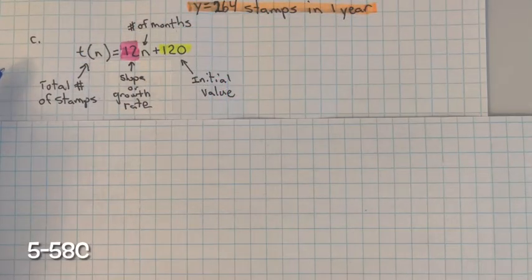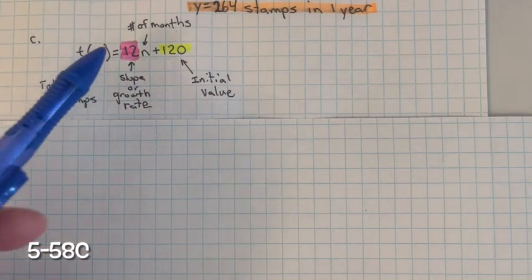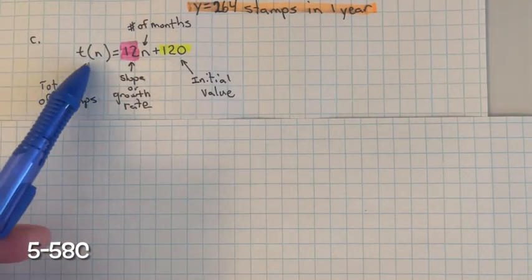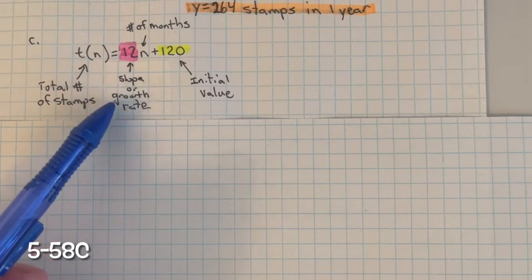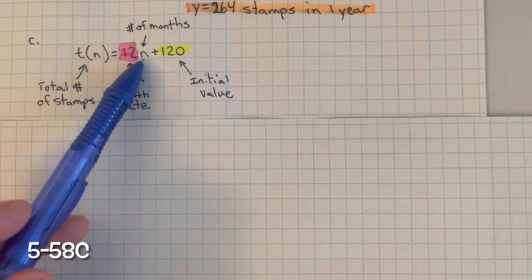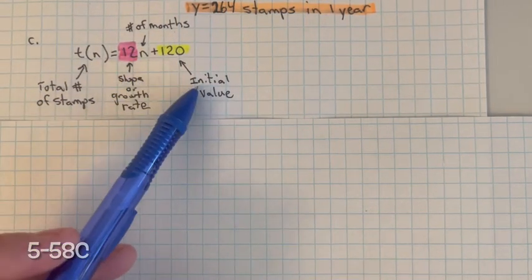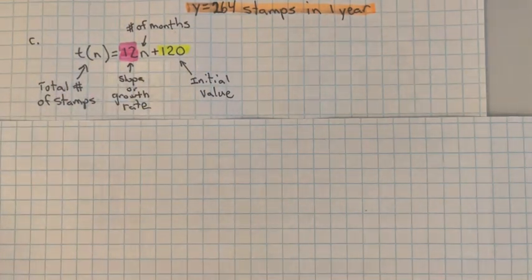Part C, we're going to write the equation using function notation to represent the total number of stamps Lona has in her collection after n months. So we have total number of stamps, T of n, equals the slope or the growth rate, which was 12. N represents the number of months, and 120 equals the initial value. She started with 120 stamps.